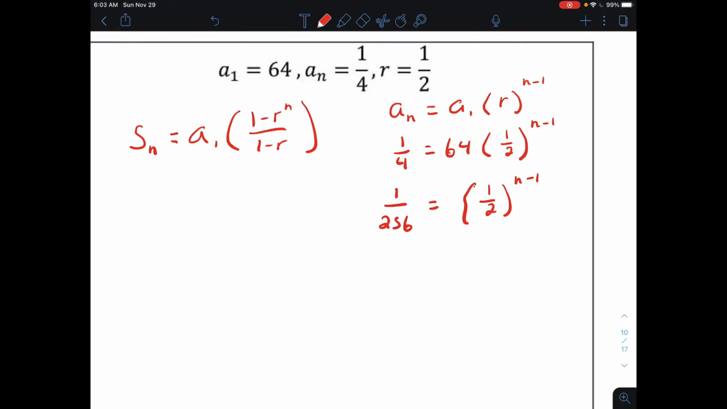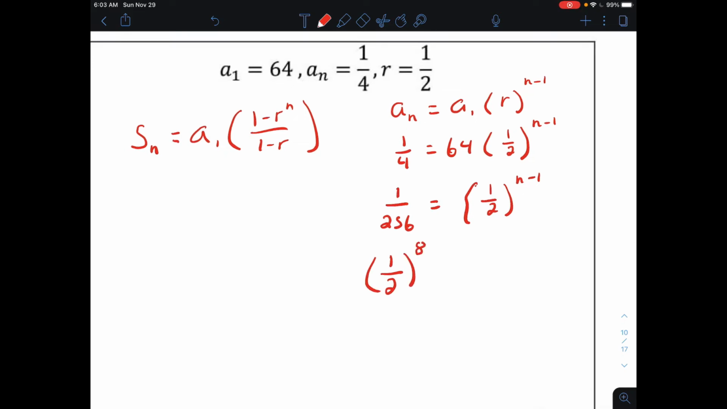And then we work our way and solve from here. I could solve this by using like-base properties. 1 over 256 is the same thing as 1/2 being raised to the 8th power. And so I can say 1/2 to the 8th power is equal to 1/2 raised to the n minus 1 power. I could solve this by using some properties of exponents here and avoid having to use logarithms. So I rewrite both sides as 1/2 raised to a power, and then I set the exponents equal to each other, and that lets me solve for n, and so I get n to be 9.